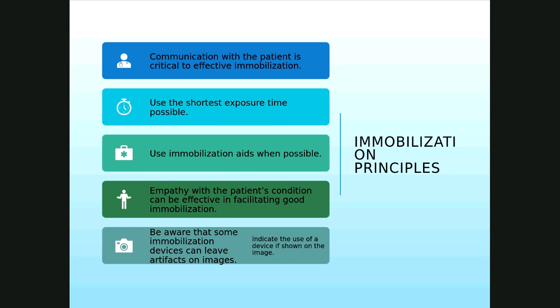Be aware that some immobilization devices can leave artifacts on the images, meaning that some of the devices we use are not radiolucent. When an item is radiolucent, it means that X-rays can pass through relatively easily, almost like translucent when light passes through. So radiolucent means that X-rays can pass through. So things like air are radiolucent. Something that is the opposite would be radiopaque, meaning that X-rays don't pass through relatively easily.